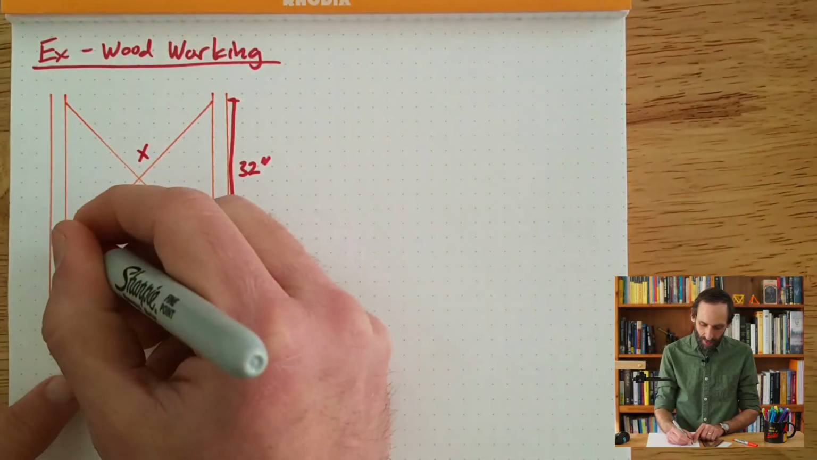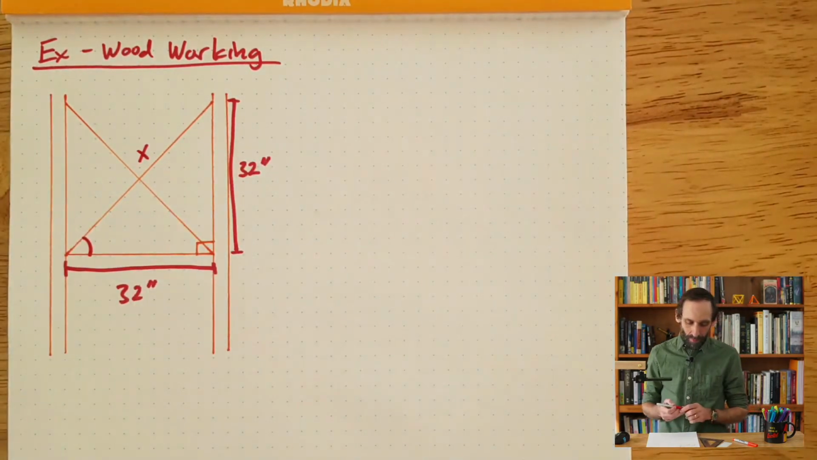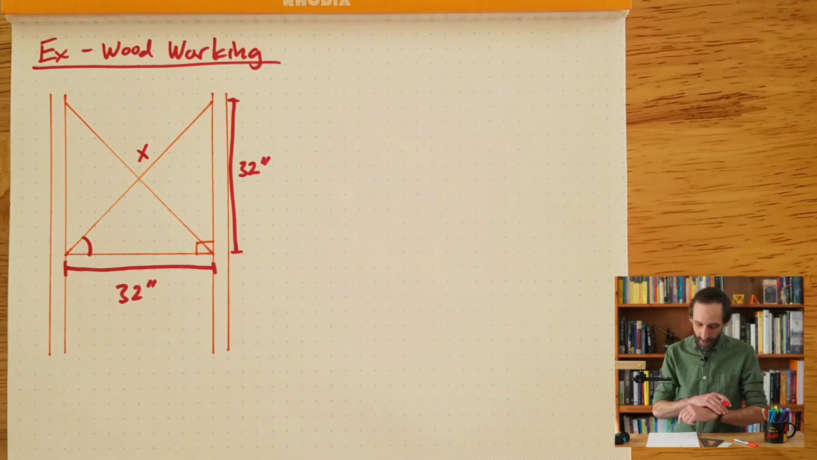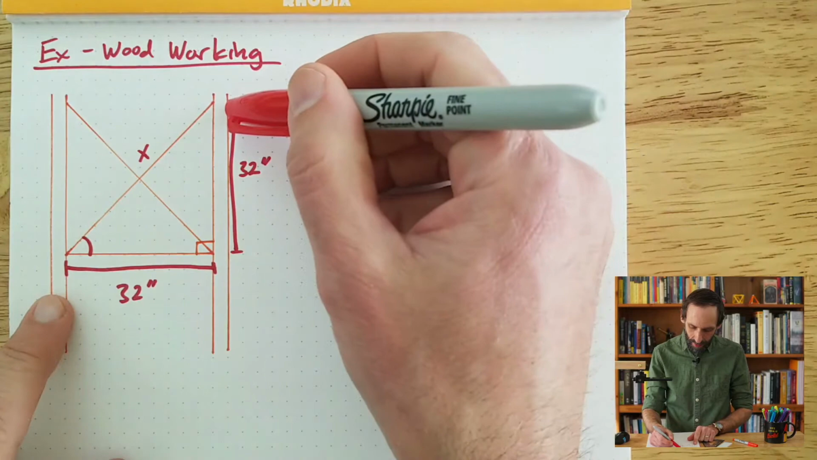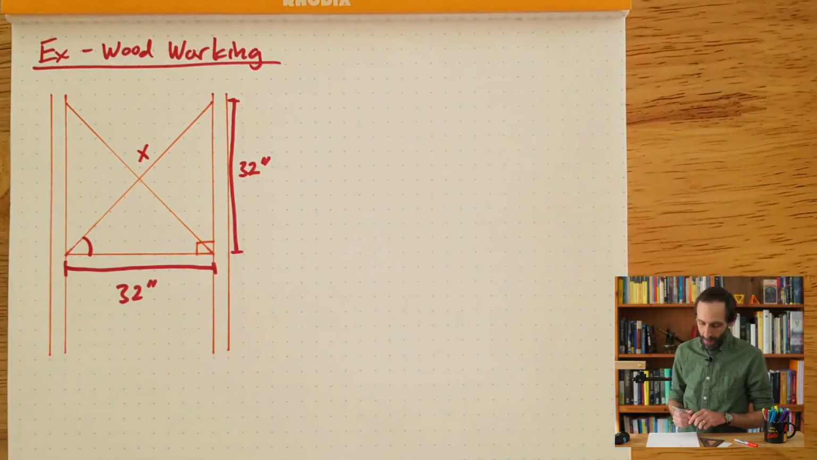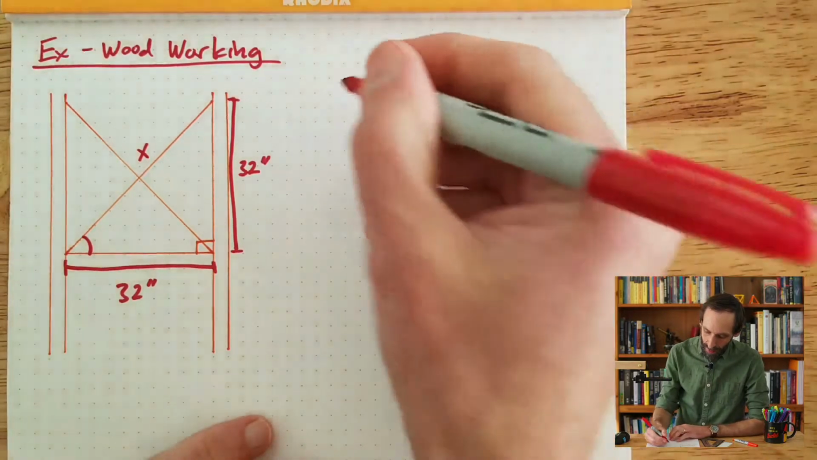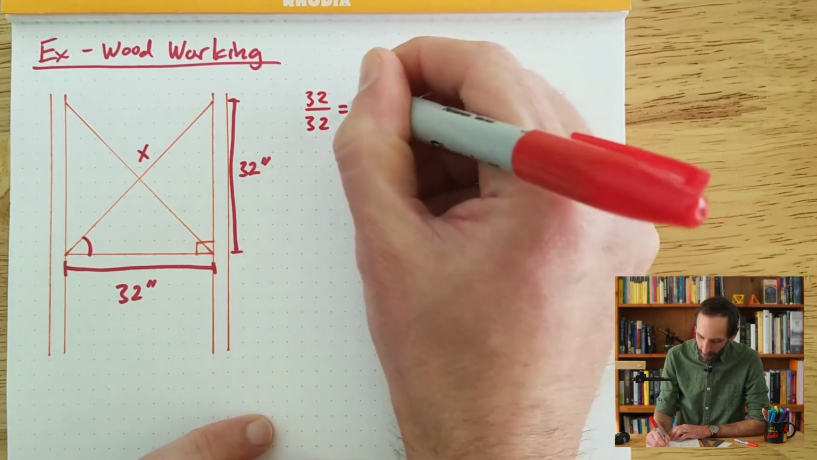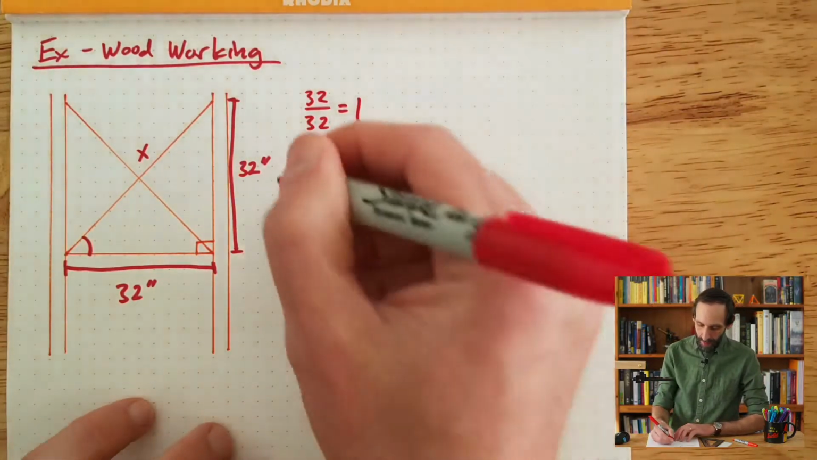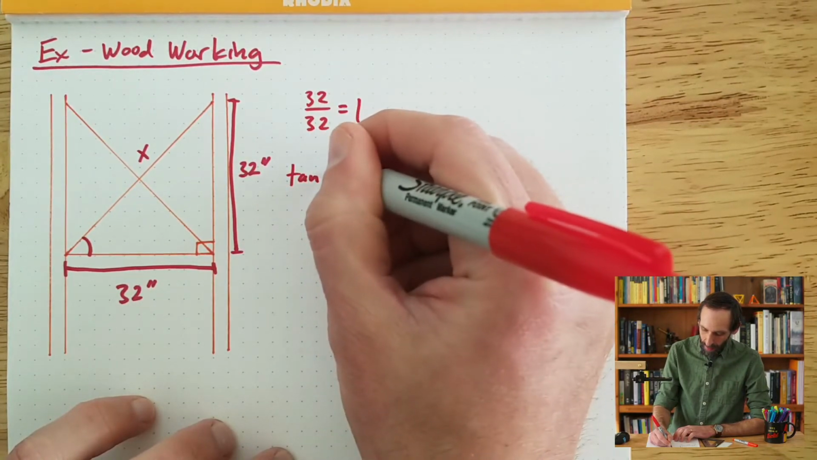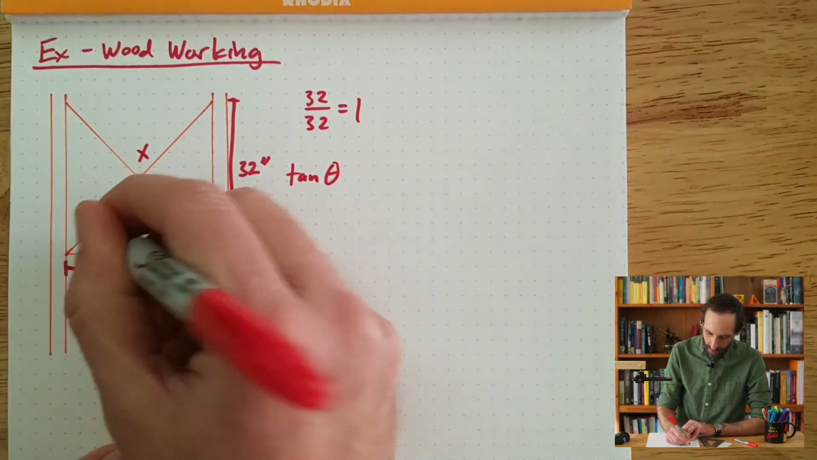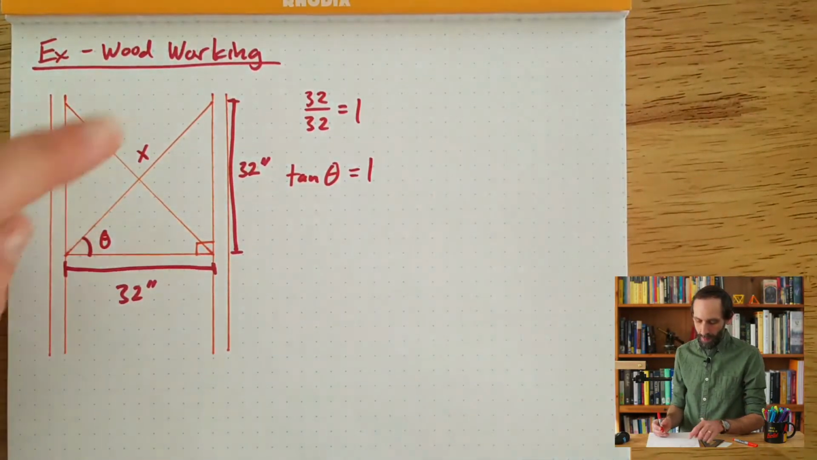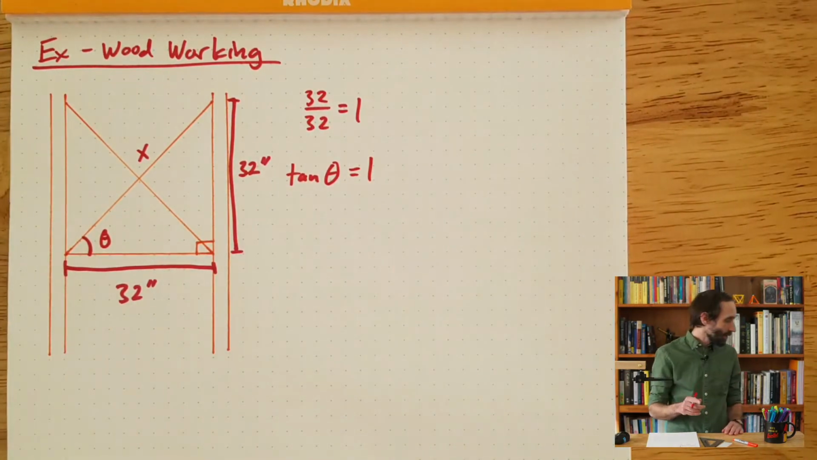But the fact is I'm not sure about this angle. However, this angle won't be too hard to find because I can see from the setup that the rise is equal to the run. So let's think about that. If the rise and the run are equal, 32 divided by 32 is of course equal to 1. And so that means that the tangent of the angle, I'll put theta in here, this is the angle that I need to find first. The tangent of theta is equal to 1, since the rise and run are equal. Let's go ahead and look that up in our table.